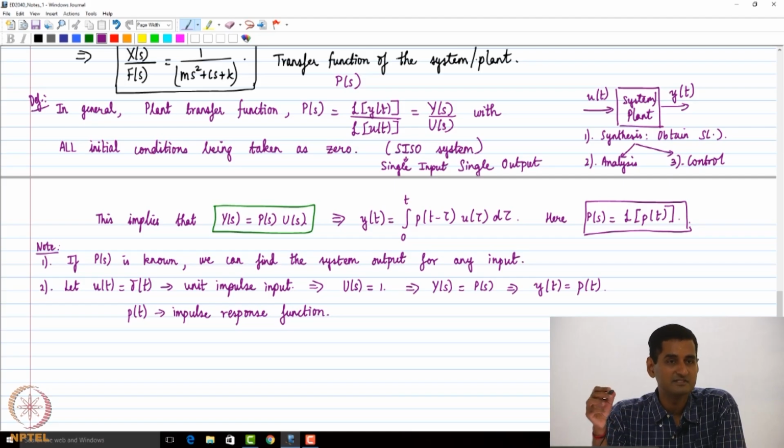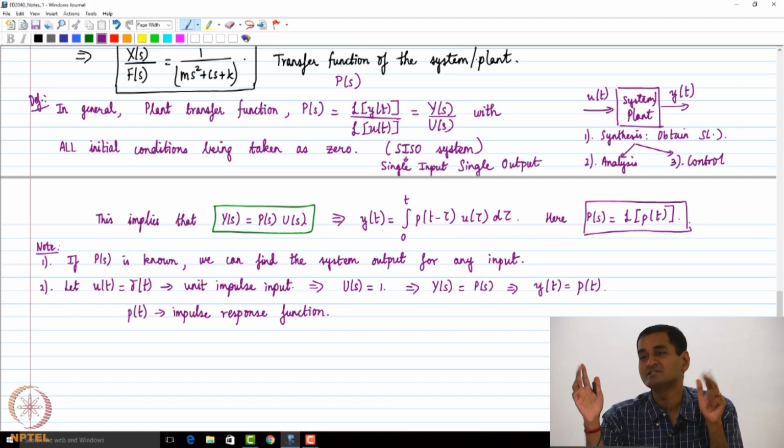So that gives us a very useful idea if I want to experimentally determine the plant transfer function. Let us say I have an experimental setup and I want to experimentally figure out the plant transfer function. What do I need to do? I just need to give a unit impulse input and measure the output, and that will be the impulse response function. From the impulse response function I can calculate the plant transfer function. But what is the catch here? The advantage is I need to do only one experiment. That's it.